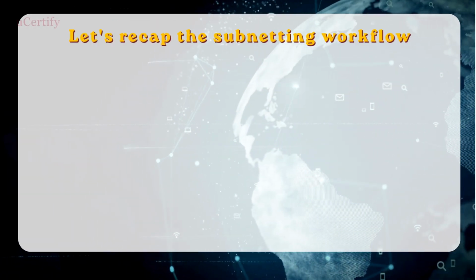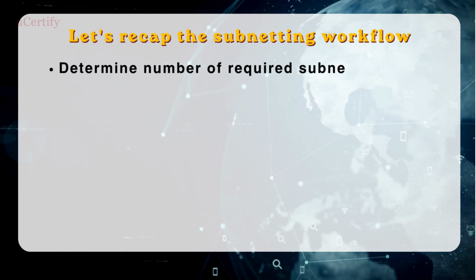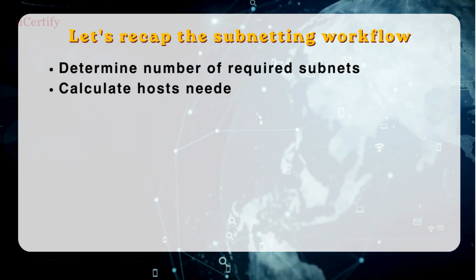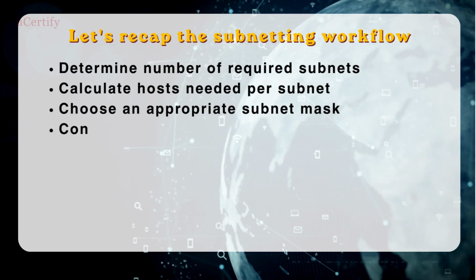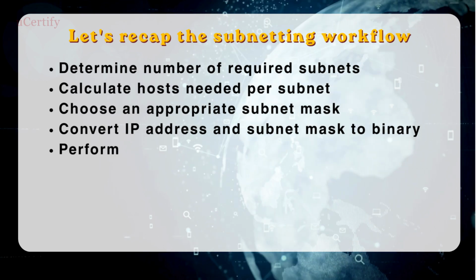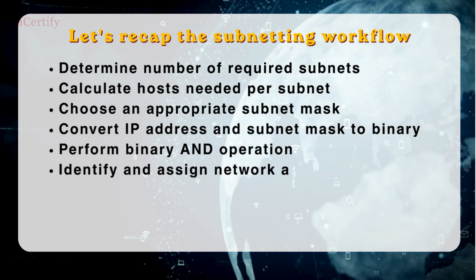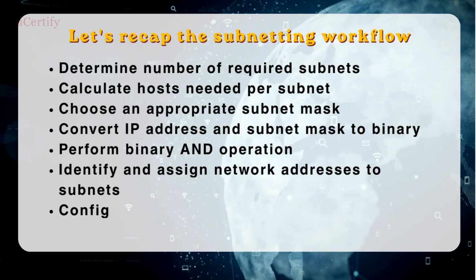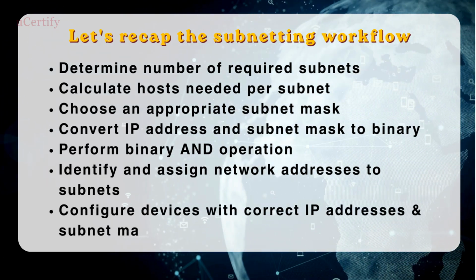Let's recap the subnetting workflow. First, determine the number of required subnets and hosts per subnet. Next, choose an appropriate subnet mask. Then, convert the IP address and subnet mask to binary. After performing binary ANDing, assign the resulting network addresses to your subnets. Finally, configure your network devices with the correct IP addresses and subnet masks.